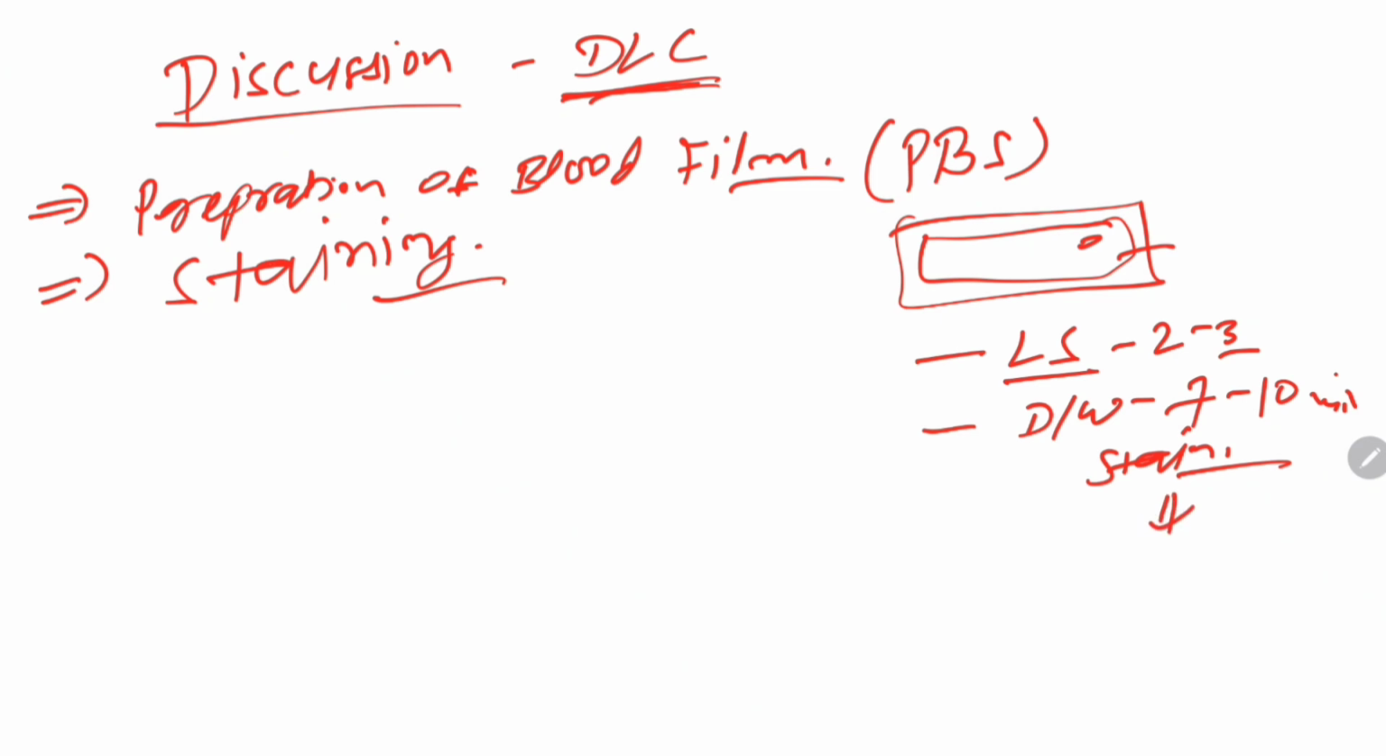and it should be slight pink in color or pinkish blue in color, and then we can dry it, and then we can see it under the microscope. So with the microscope, we can screen under the 10x objective lens, then 40x high power, and if everything is okay, then we can go for 100x. That is called oil immersion.